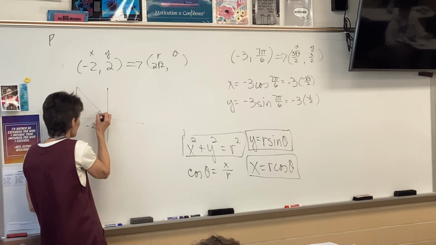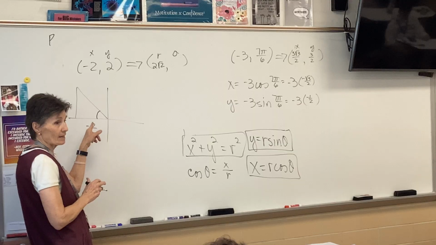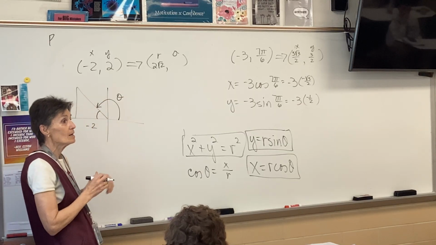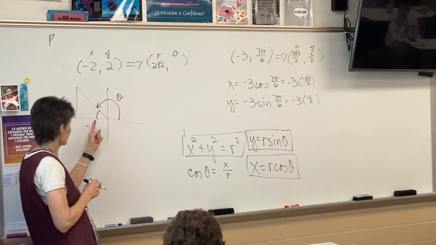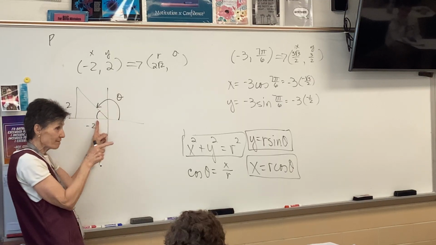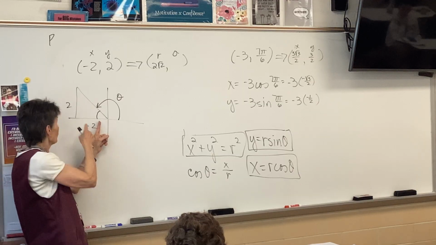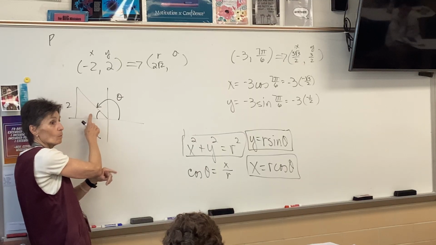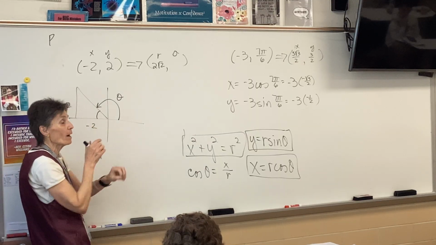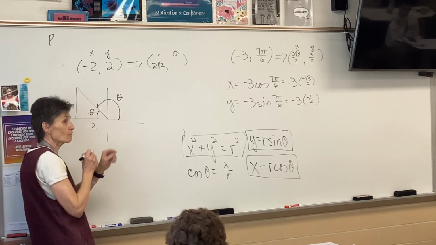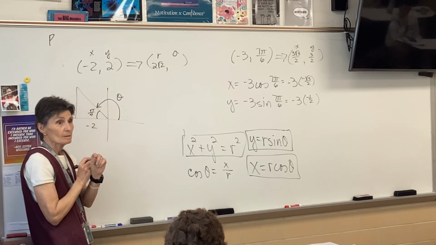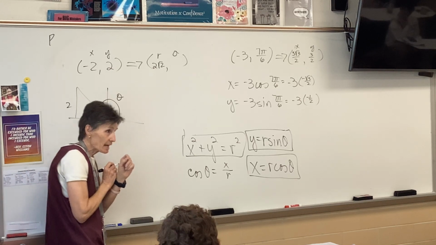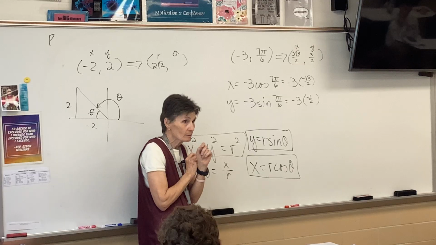Now, that isn't theta. This is actually theta right here. Theta has to be in standard position. So that's theta. But this angle right here, I think you can tell me what it is. What is that angle? Pi over 4. Why is that pi over 4, you guys? Because x and y match. And doesn't that only happen at pi over 4?